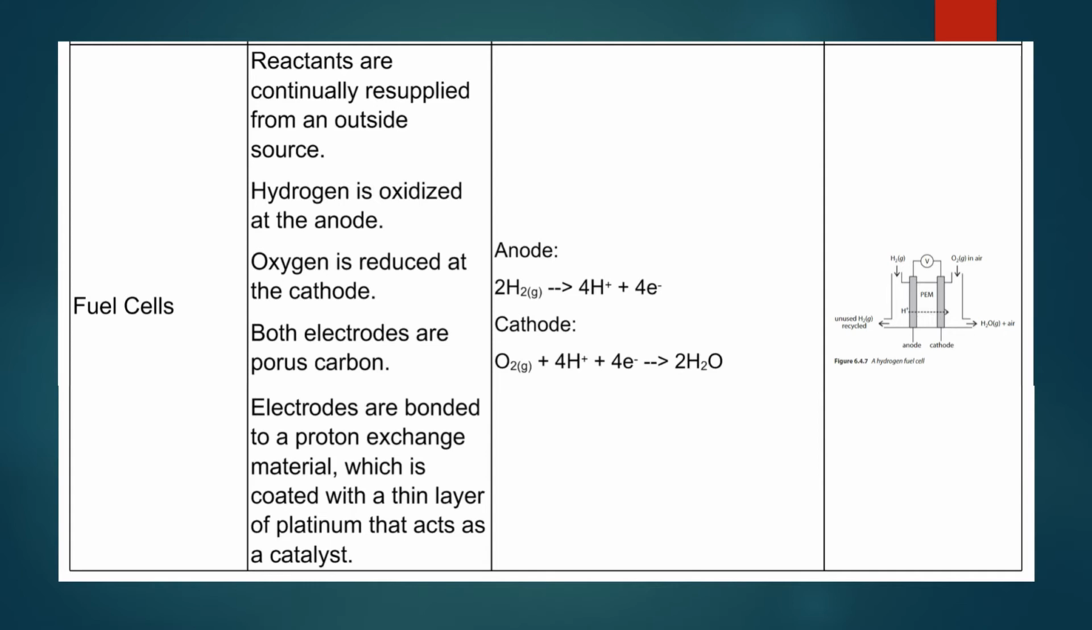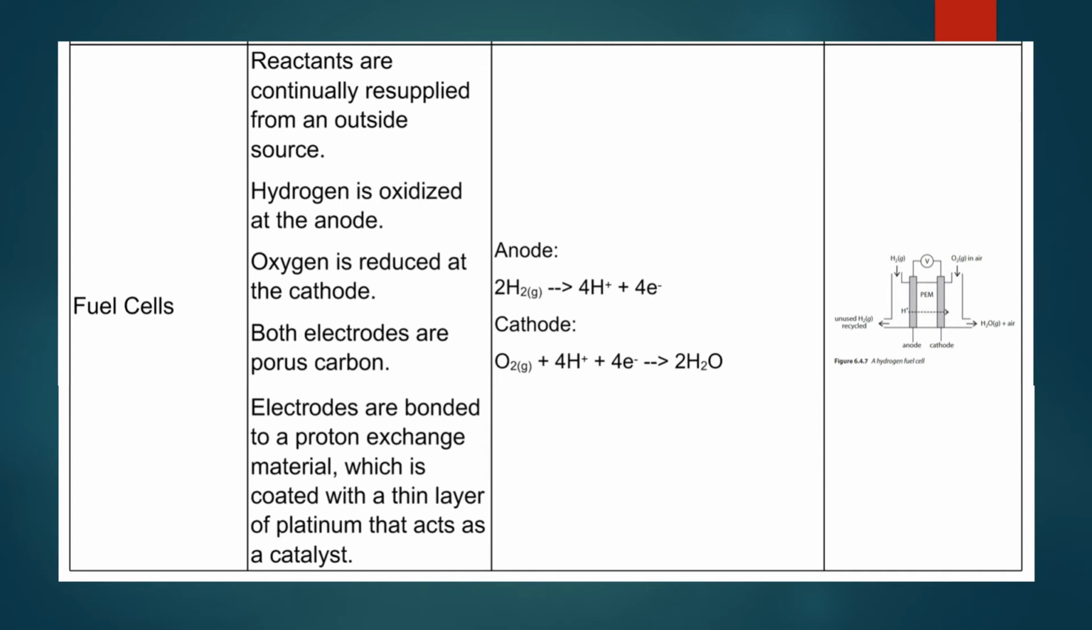With the electrodes, we have them bonded to a proton exchange material. That's coated with a thin layer of platinum, and that platinum acts as a catalyst for the reaction. You can see the two reactions taking place there. The oxidation reaction is the hydrogen losing the electrons. Those electrons are then picked up by the oxygen, and that oxygen reacts with hydrogen to become water. So that's how a hydrogen fuel cell works.